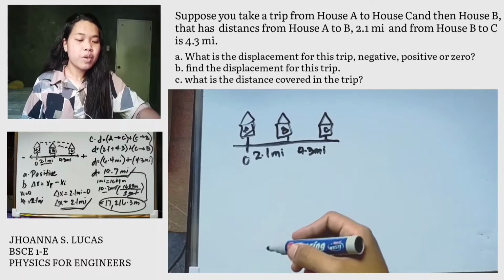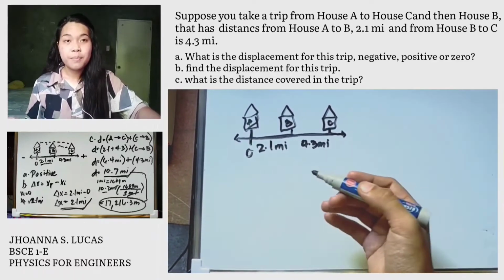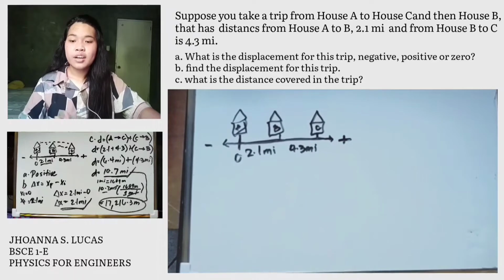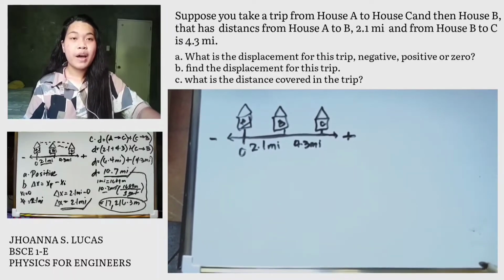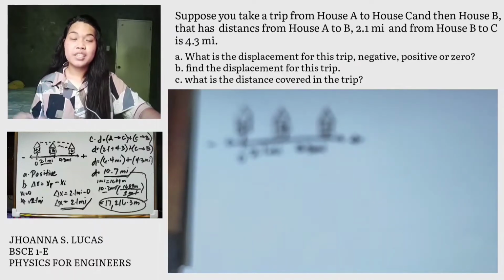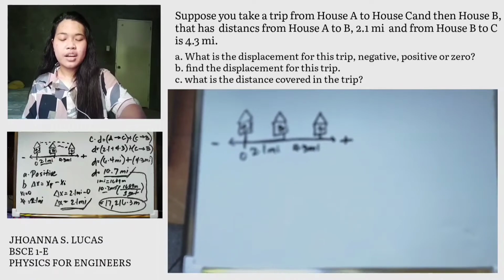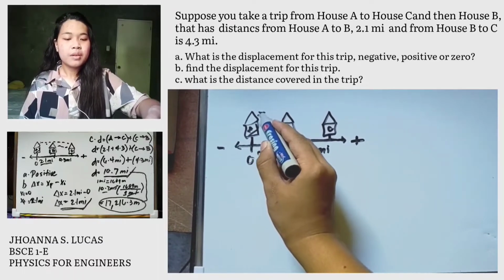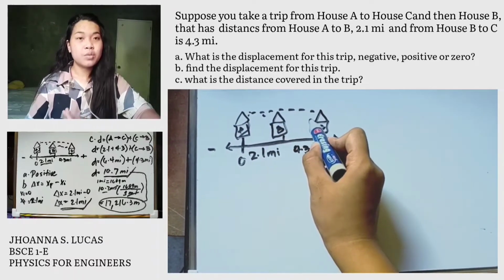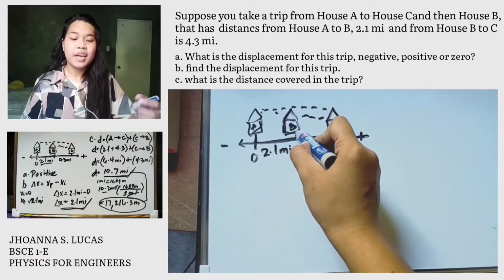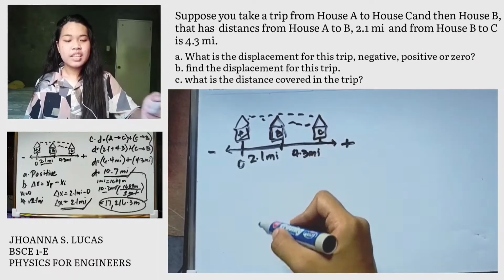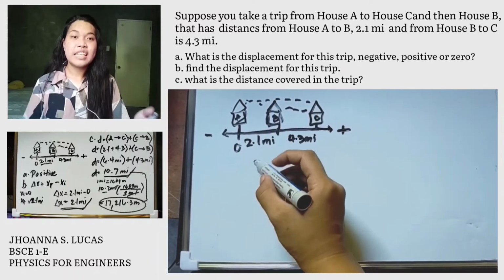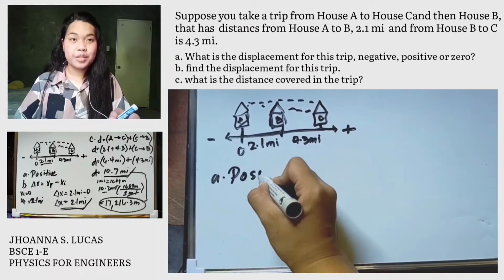And in the x-axis, we have two sides, the negative and positive, where the negative can be found on the left side and the positive is on the right side. So, going back to question number 1, we will find the displacement for this trip. Is it negative, positive, or 0? Since the problem said that we start traveling at house A, then go to house C, and then to house B, we end our trip in house B. Since house B is still on the right side of our x-axis, our final position is positive. And it is our answer in letter A, or in our first question.